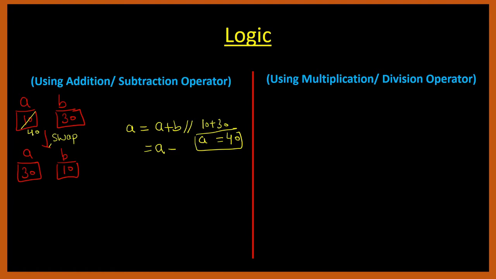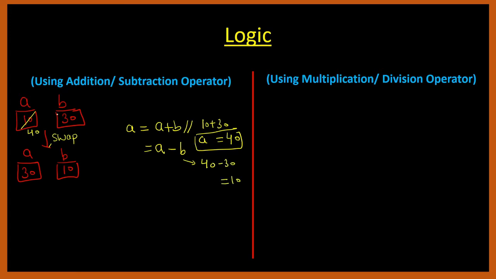Now you tell me how can I get 10 here, because in B, in the output if we see, we want 10 here. So how can I use 40 and 30 to generate 10? So the simple answer is 40 minus 30 is 10. That is A minus B will give me 10. So if I write A minus B, that means I am writing 40 minus 30, that is 10.